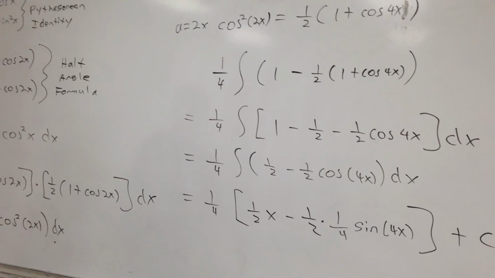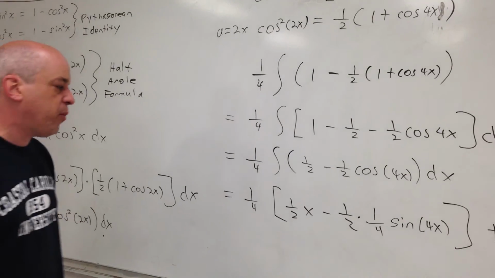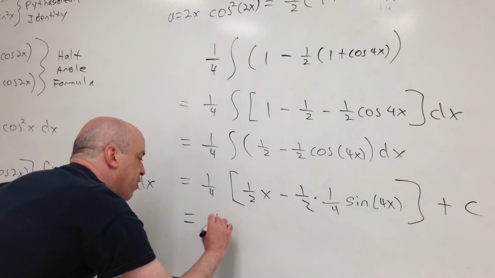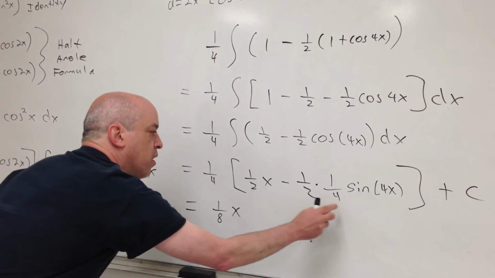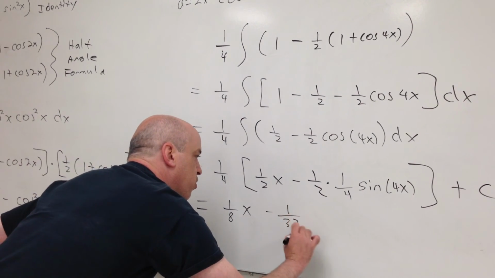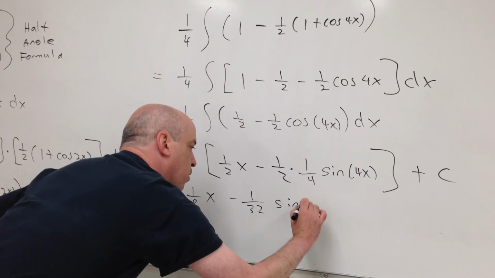if you're not comfortable with that step. And then to finish it off, I'll go ahead and multiply through by the fourth and combine any like terms I have. 4 times a half, that's an 8th x. That's 1/8 times a 4th, which would be minus 1 over 32 sine 4x.